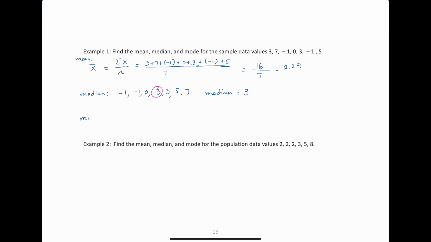For the mode, there's 2 -1s, and there's also 2 3s. And those are the numbers that occur oftenest. So there's actually 2 modes in this data sample.